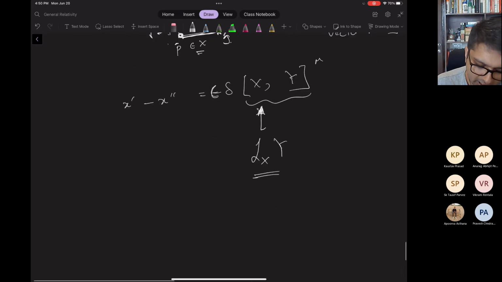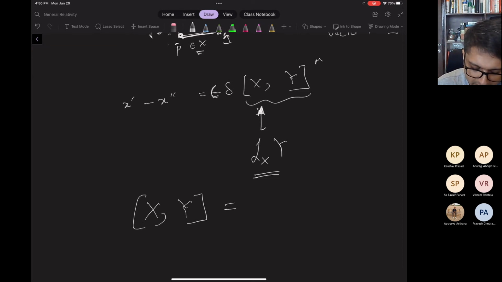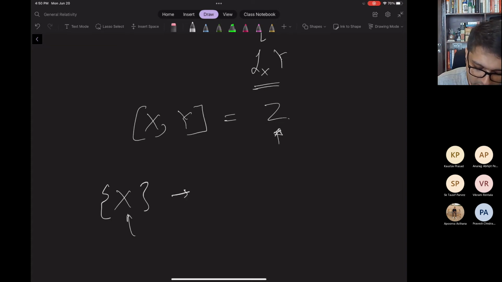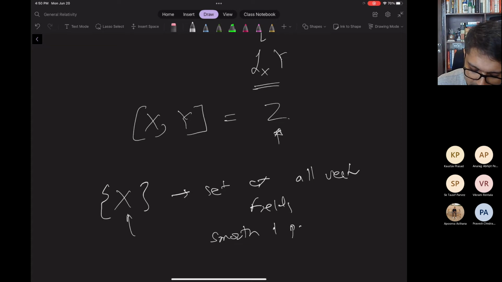Which is why the space of Killing vector fields is closed under the Lie bracket. So the Lie bracket of any two Killing vector fields gives me back a third Killing vector field. Among the set of flows, if I have any vector field on the manifold, it generates a flow. So this is the set of all vector fields, and this generates smooth one parameter diffeomorphisms.